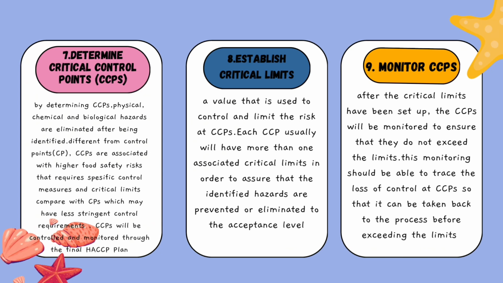The next one is monitoring CCPs. After the critical limits have been set up, the CCPs will be monitored to ensure that they do not exceed the limit. This monitoring should be able to trace the loss of control at CCPs so that the process can be taken back before exceeding the limit.